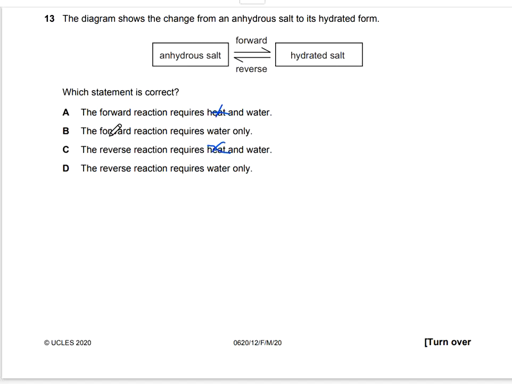So the forward reaction requires water only. So you have to have water in order for this salt to become hydrated. The reverse reaction requires water only. Actually, in the reverse, you will be removing water. So the correct answer for this is letter B.